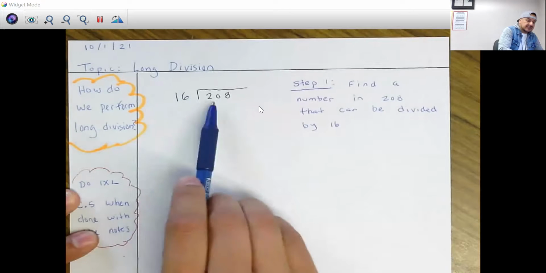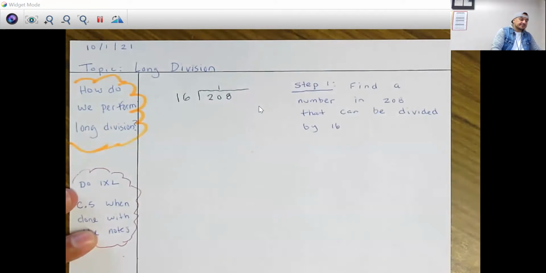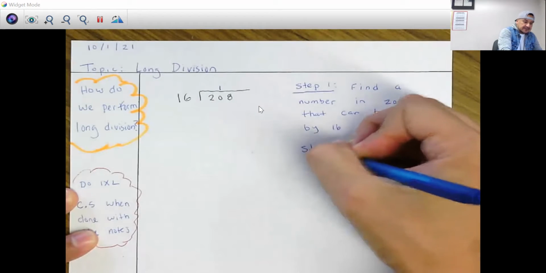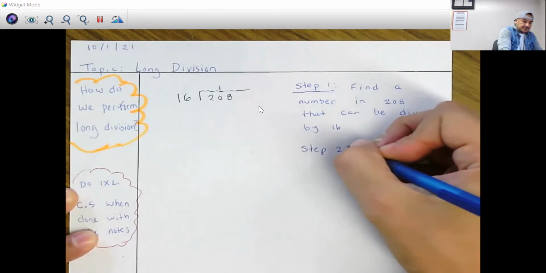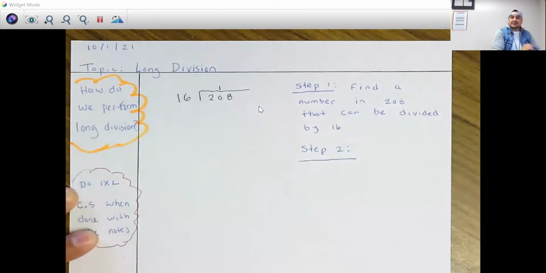Okay, so we know 16 goes into 20 1 time, okay? All right, so then step 2, right? And this is going to be our quotient, okay? This answer is going to be our quotient.